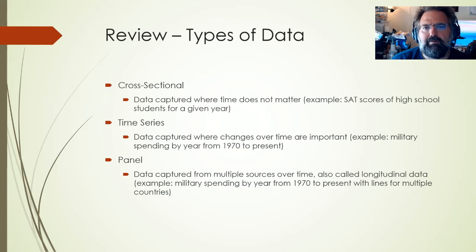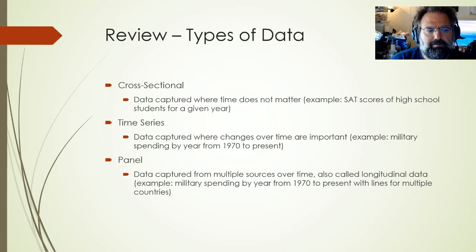Cross-sectional is the first broad bucket, and this is data that is captured where time really doesn't matter. For example, SAT scores of high school students for a given year. You don't really care what Alan did at 10:02 whenever I completed a portion of the SAT. You look at the entire thing, right? So it's probably one of the more common types of data that we look at.